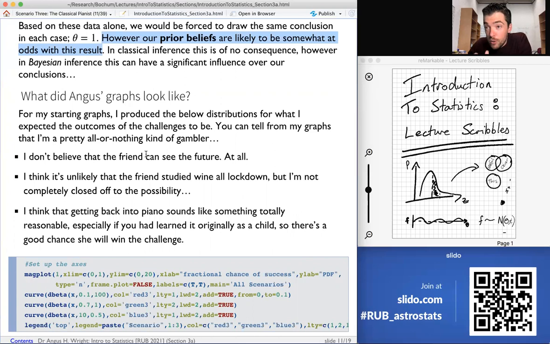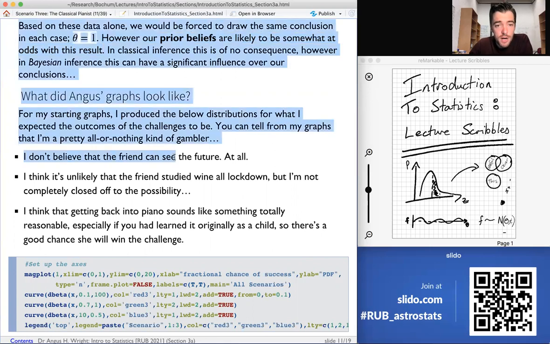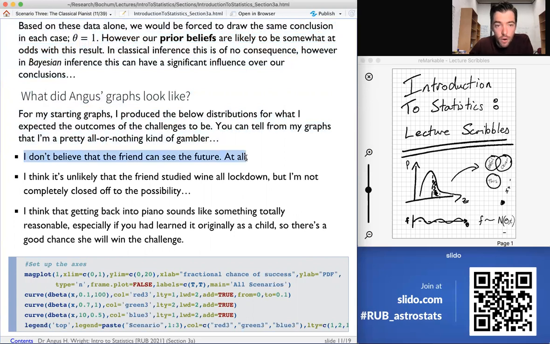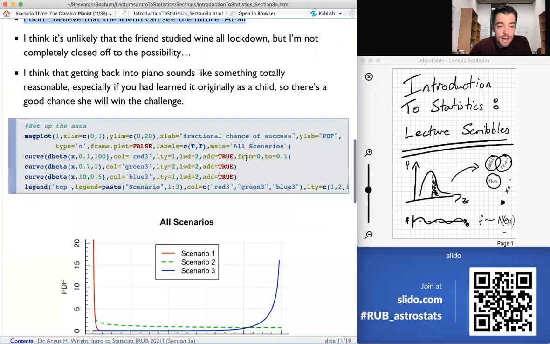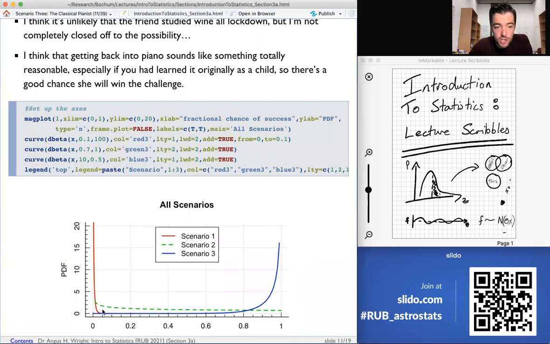But you'll probably get a pretty good indication of my sort of all or nothing feeling about this particular scenario. First things first, I fundamentally do not believe people can see the future. It's not going to happen. And therefore, my prior belief for scenario 1 is almost exactly 0 probability at every value that is not 0, right? So a peak at 0 probability and essentially no probability mass anywhere else.